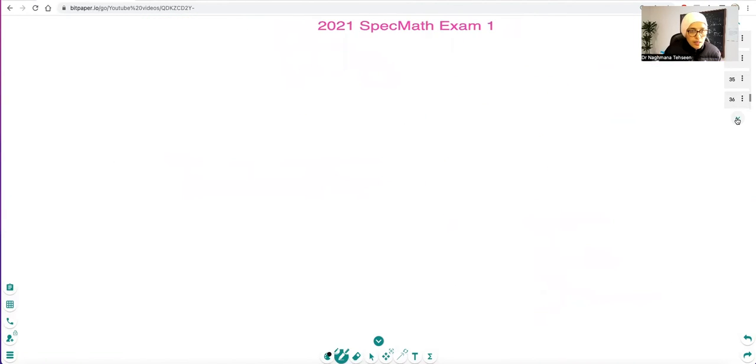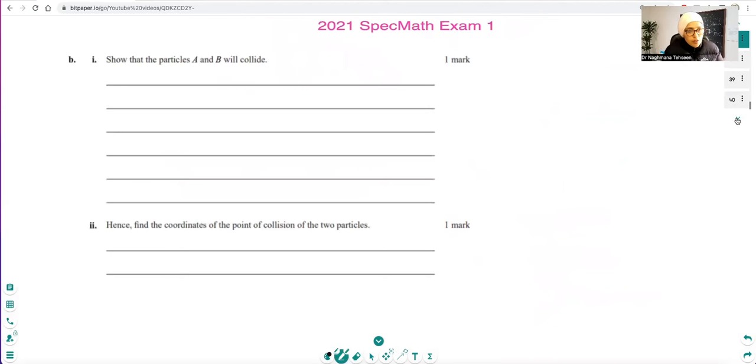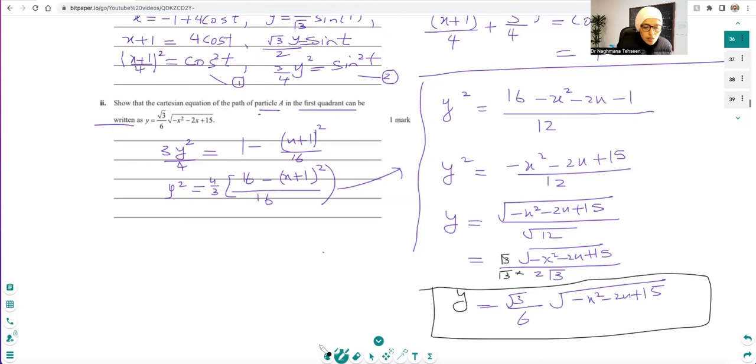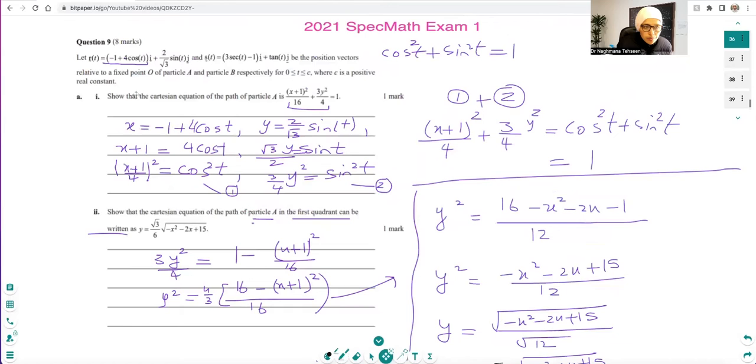Okay. So now the next part of the question is we need to show that particle A and B will collide. What does that mean? We are saying R of t is equal to S of t, or that subtracting one from the other is equal to 0. So that means we go and write that down. We just look at our R of t, so that is negative.